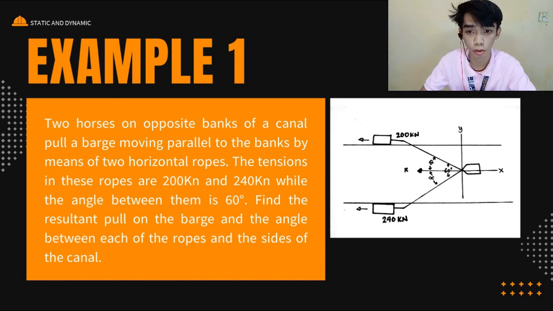Two horses on opposite banks of a canal pull a barge moving parallel to the banks by means of two horizontal ropes. The tension in these ropes are 200 kN and 240 kN, while the angle between them is 60 degrees. Find the resultant pull on the barge and the angle between each of the ropes and the sides of the canal.